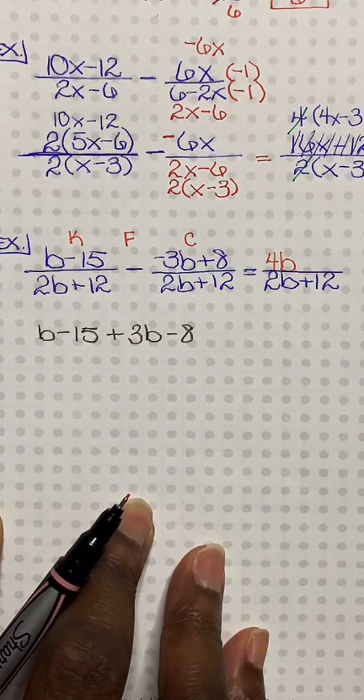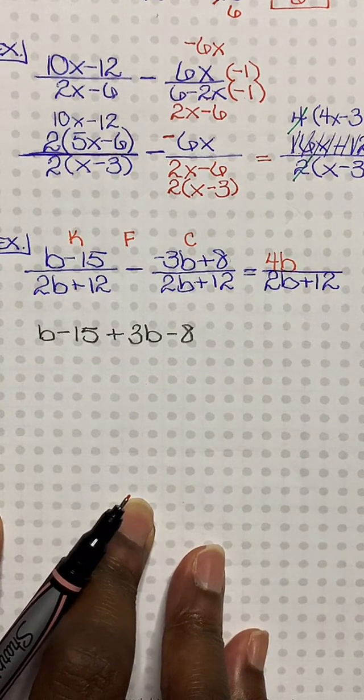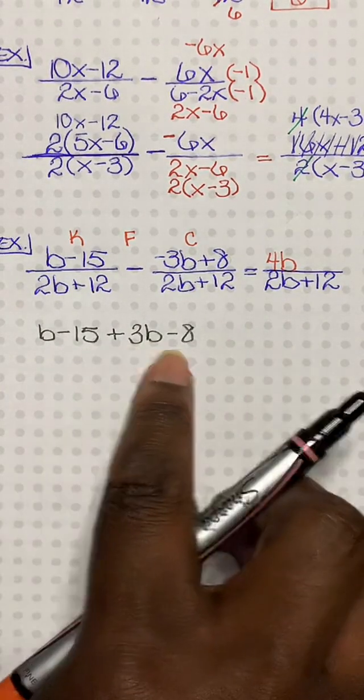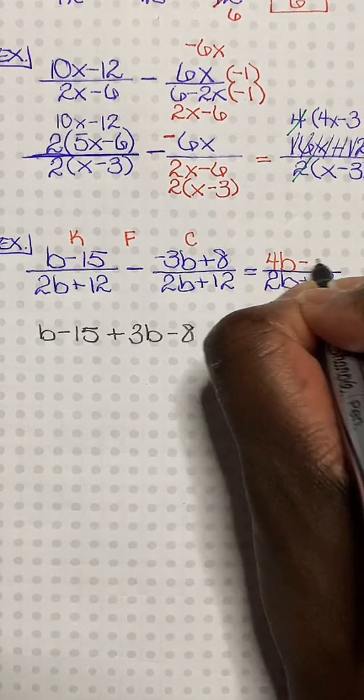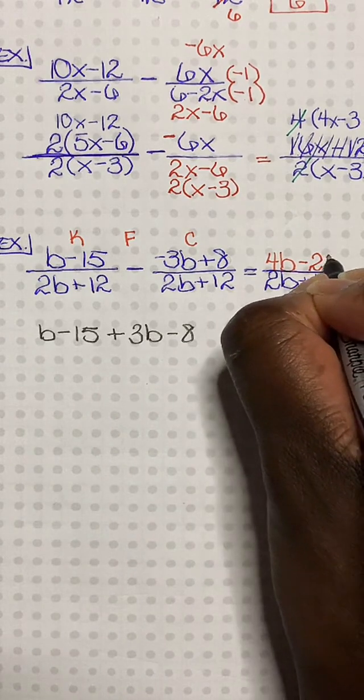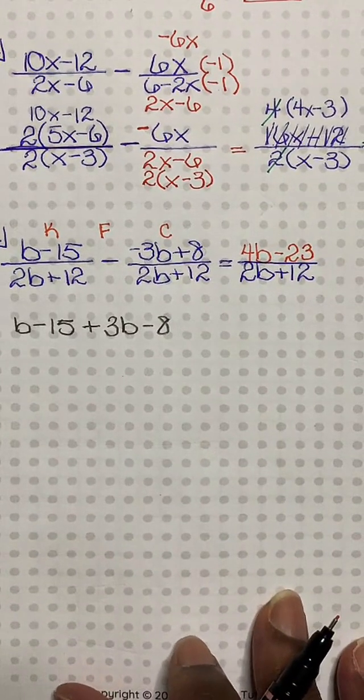So now both the 15 and the 8 are negative. So that means you are adding. Okay? When they are the same signs, you're adding and you're keeping its sign. So that will be a negative 23. Okay?